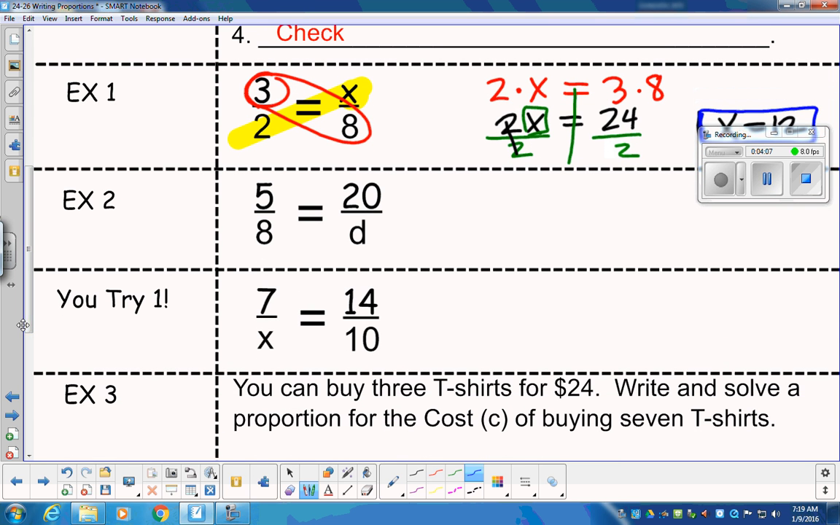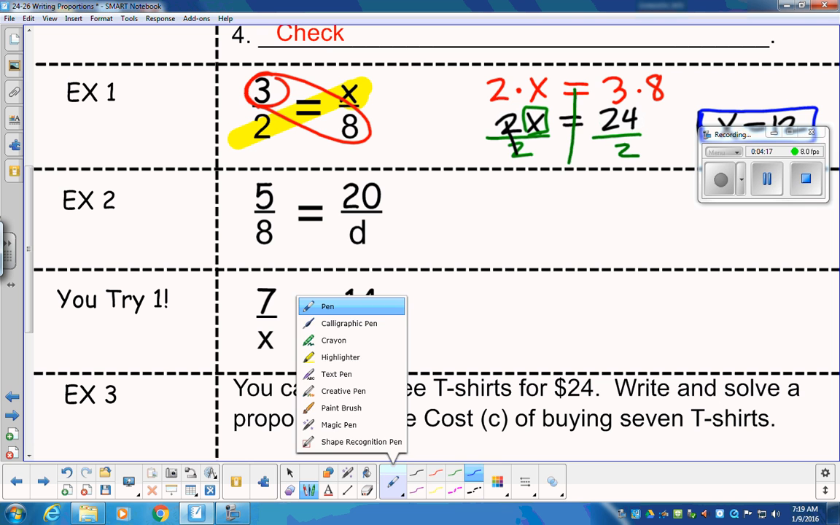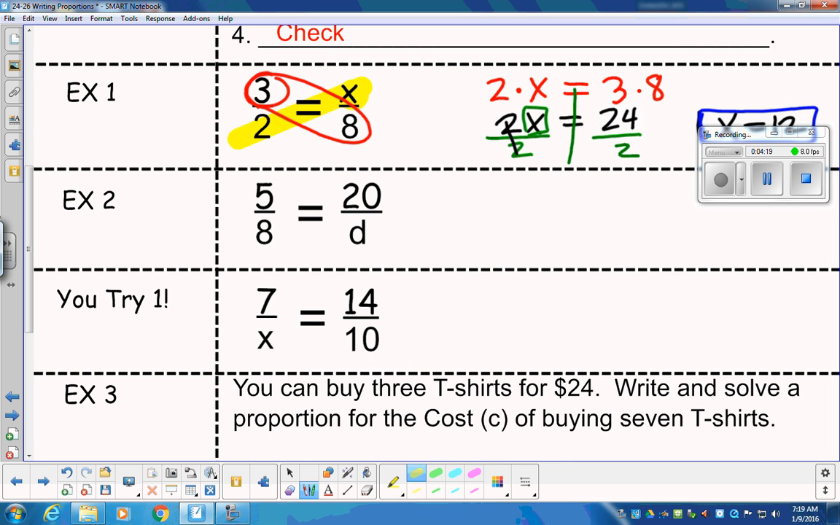Example 2. Same thing, we have this fraction, 5/8 equals 20 over d. Our job is to find the unknown value of d. It is proportionate because you have 2 fractions that are equal to each other. And because of that, we can do what's called take cross products. I start with the variable d. I multiply that diagonal first. That becomes 5 times d.